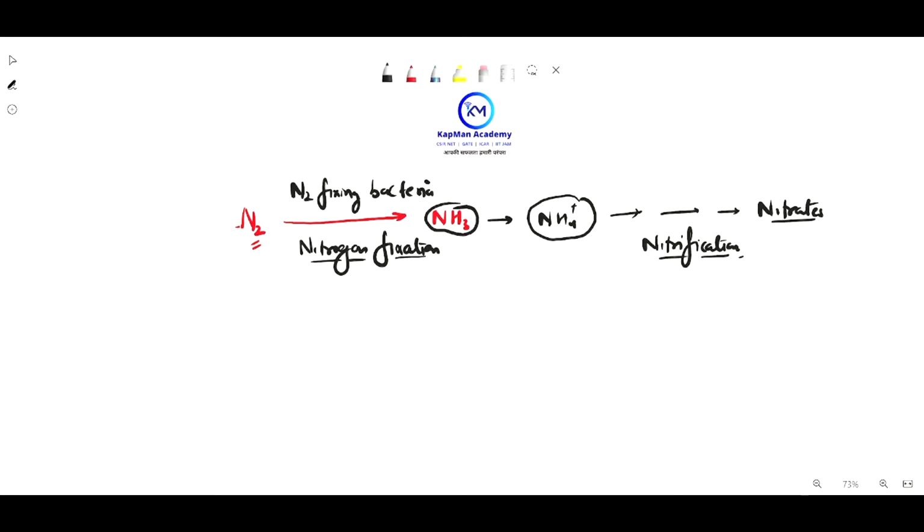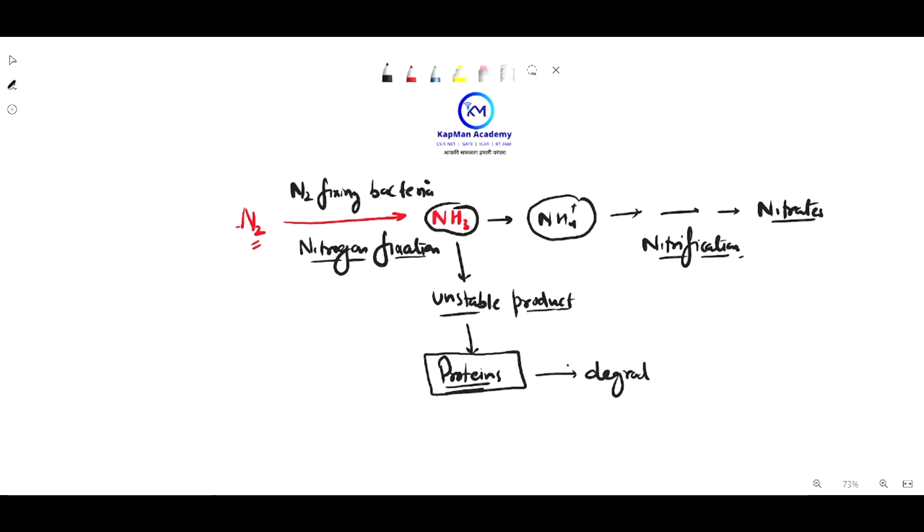So we already know that NH3 is an unstable product, and when it is formed, it will be immediately incorporated into the proteins. Now NH3 became part of proteins. So when this protein is degraded in the step of degradation, it will be converted into NH4 ions, that is called ammonium ions.